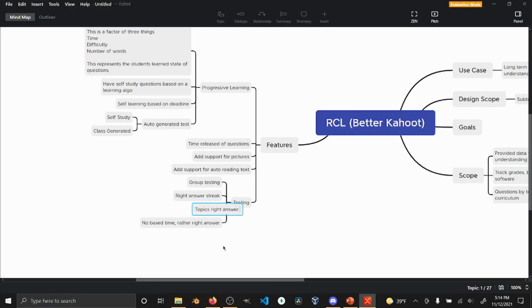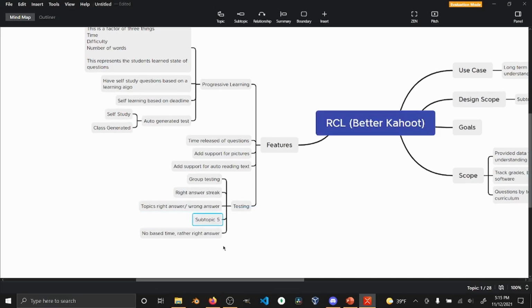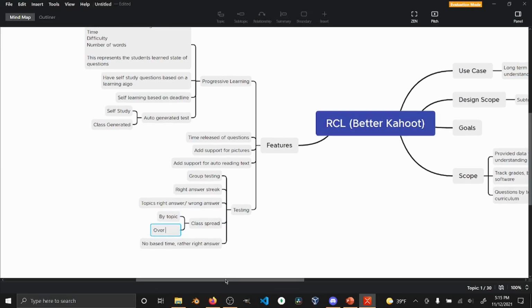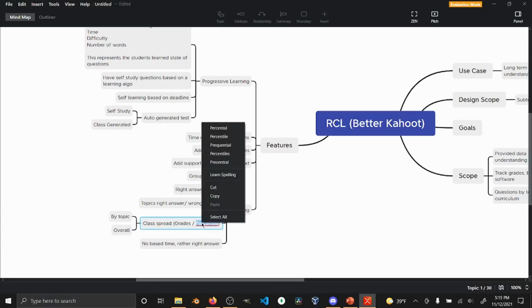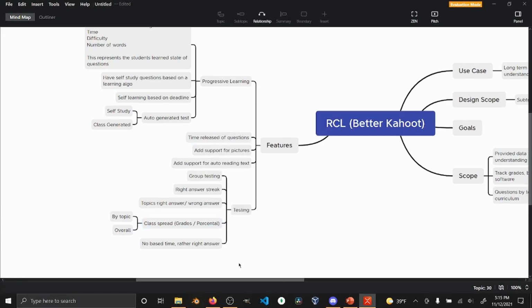Topics, right answer, wrong answer. Class spread by topic. Overall. Okay, so there's that. Features: group testing, right answers.